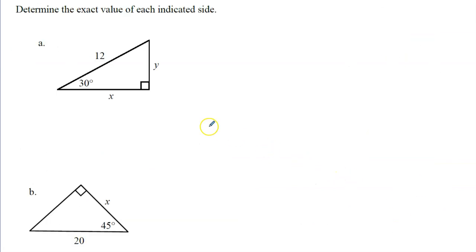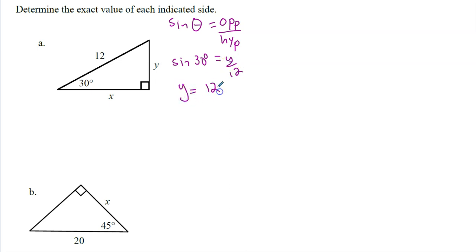Using that, we can determine the exact value of each indicated side. So 30 degrees, right? So we know the sine of 30 degrees. Well, let's just start off with formulas. I always like formulas. The sine of an angle is opposite over hypotenuse. The sine of 30 degrees is opposite, it's going to be y over 12 hypotenuse. So y is equal to 12 times the sine of 30 degrees, which is 12 times 1/2, which is 6. And being as there's no units, then it's just a number. Y is just 6.